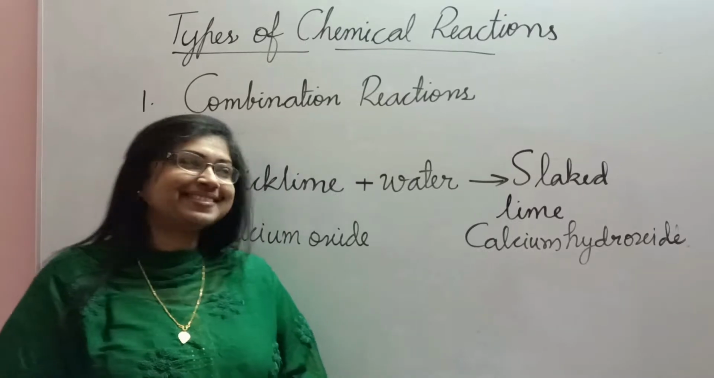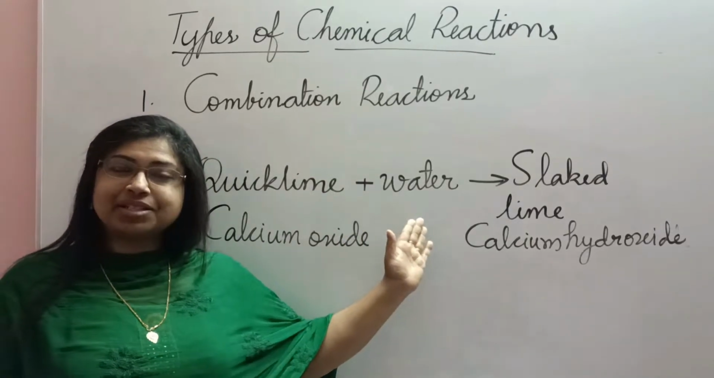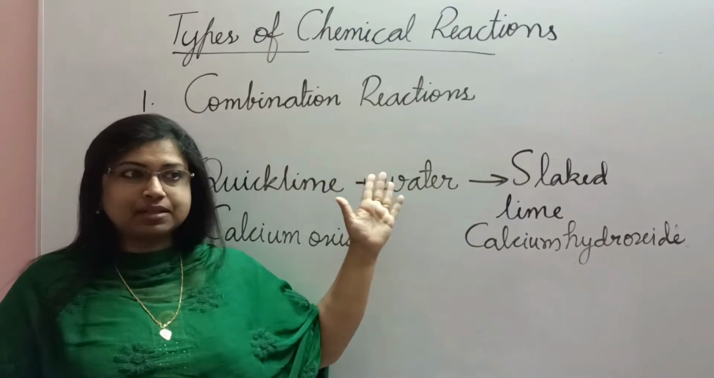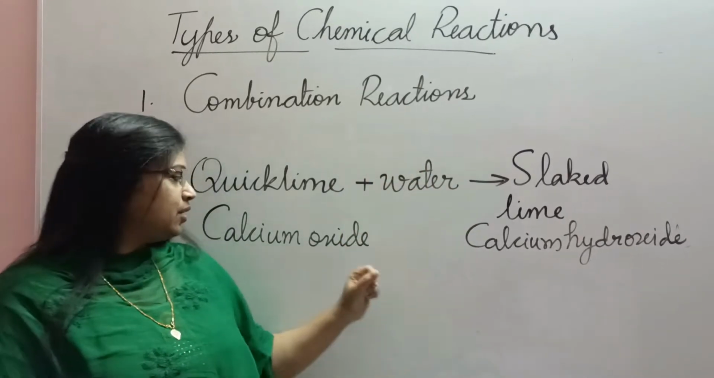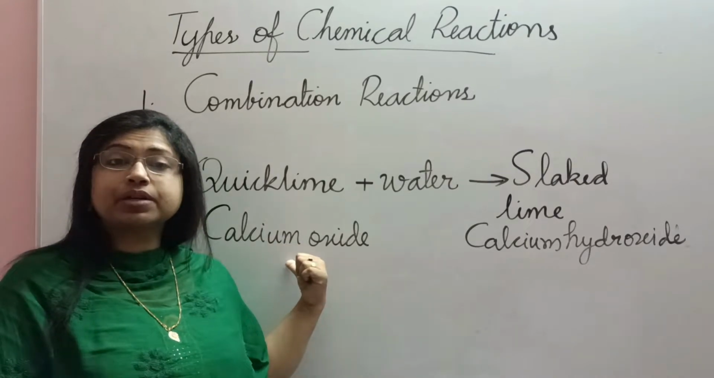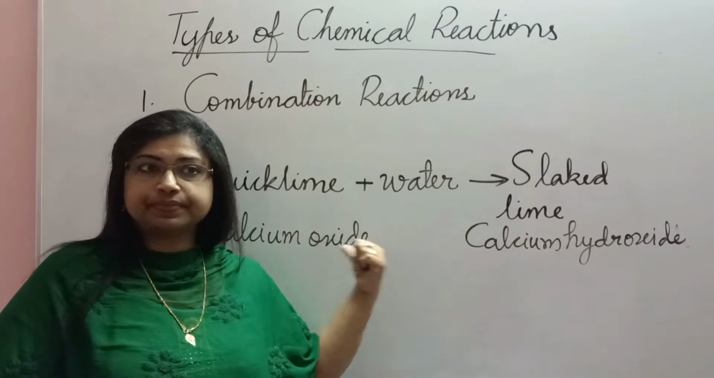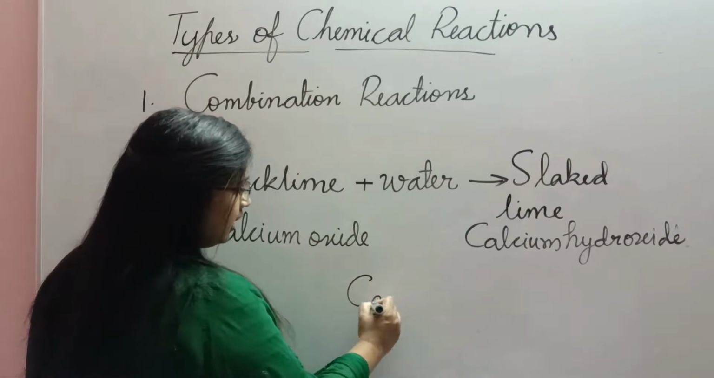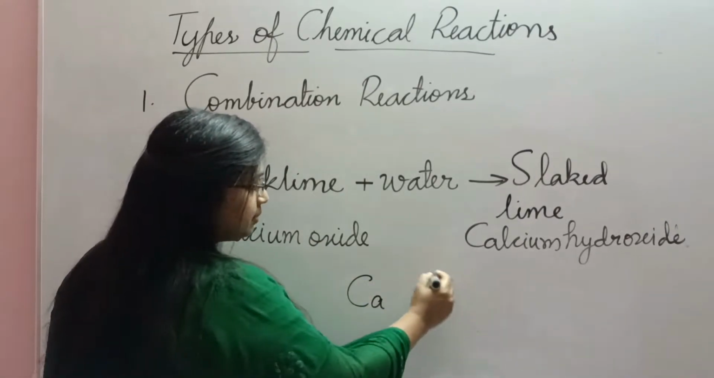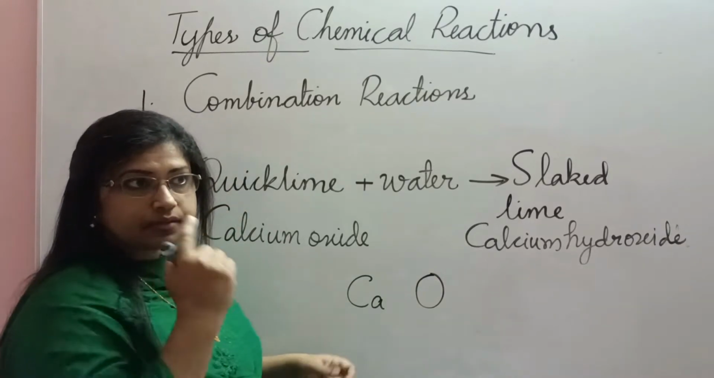Now come back. How can we express this reaction in the form of a chemical equation? That means not a word equation, but using symbols and formulas. For that, we need to know how to write the chemical formula of calcium oxide. The symbol of calcium is Ca, and oxygen, capital O.